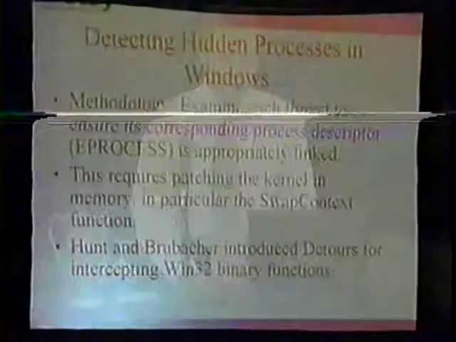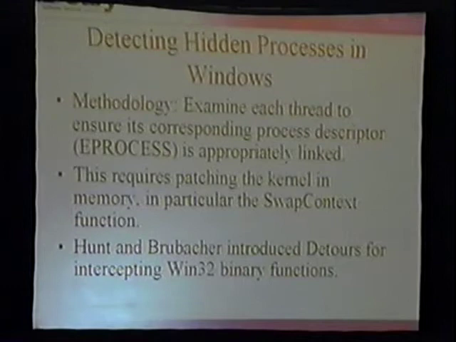So if you want to detect a hidden process that was using the DCOM method, what you could do is modify the swap context function that's in the kernel. I'm not sure if it's exported, I doubt it. But you can find it and modify it. What it's responsible for is swapping one thread out in favor of another thread that's then to be executed. There's a project from Hunt and Brubaker, Microsoft Research sponsored it, and it's called Detours for intercepting Win32 binary functions. Although it's for user mode apps, you could apply the same concepts in your kernel for swap context.